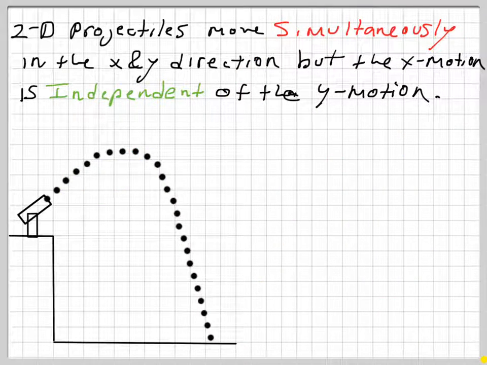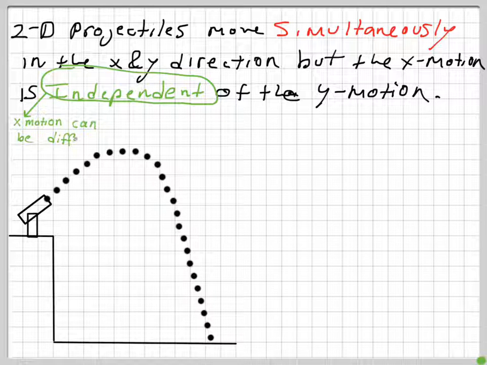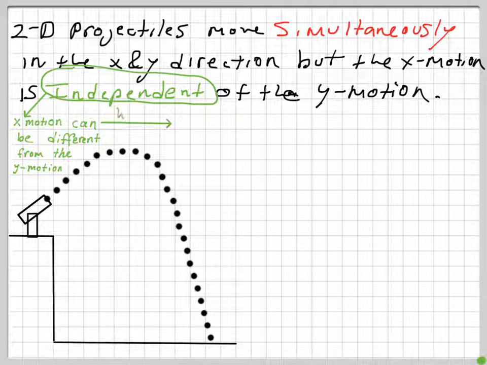So what about this word independent? How is the X motion independent of the Y motion? Well, we know independent means that two things don't have to do the same thing. And in this case, the X motion can be different from the Y motion. That's how they're independent. But how is that possible? How is it possible that the X motion could be different or independent of the Y motion?